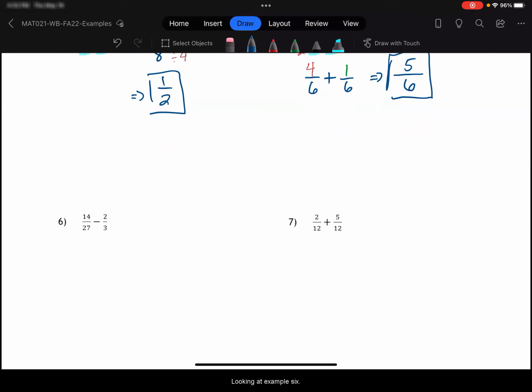Looking at example 6, again we have two different denominators, so I'm going to have to make like denominators. The smallest denominator both of those will go into will be 27. Again, to get from 27 to 27, I really didn't have to do anything except multiply by 1, which just means the fraction stays the same. To get from 3 to 27, though, we had to multiply by 9. So if I had to do 3 times 9, then I have to do the same thing in the numerator, 2 times 9, which will be 18.